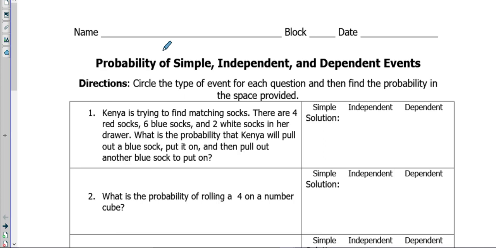Number 1, Kenya is trying to find matching socks. There are 4 red socks, 6 blue socks, and 2 white socks in her drawer. What is the probability that Kenya will pull out a blue sock, put it on, and then pull out another blue sock to put on?